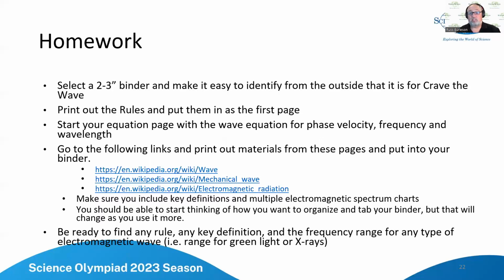So what I'd like you to do before you go to the next one of these is to select a 2 to 3 inch binder and develop it for Crave the Wave. Print out the rules, put it in the first page, put in your equations, get a whole bunch of materials. I gave some Wikipedia links here, but get some other ones as well. Be ready to find any rule, any definition, the frequency range for any electromagnetic wave. In other words, what's the range for green light? What's the range for X-rays? Be ready to answer those questions quickly. And this completes the first class.